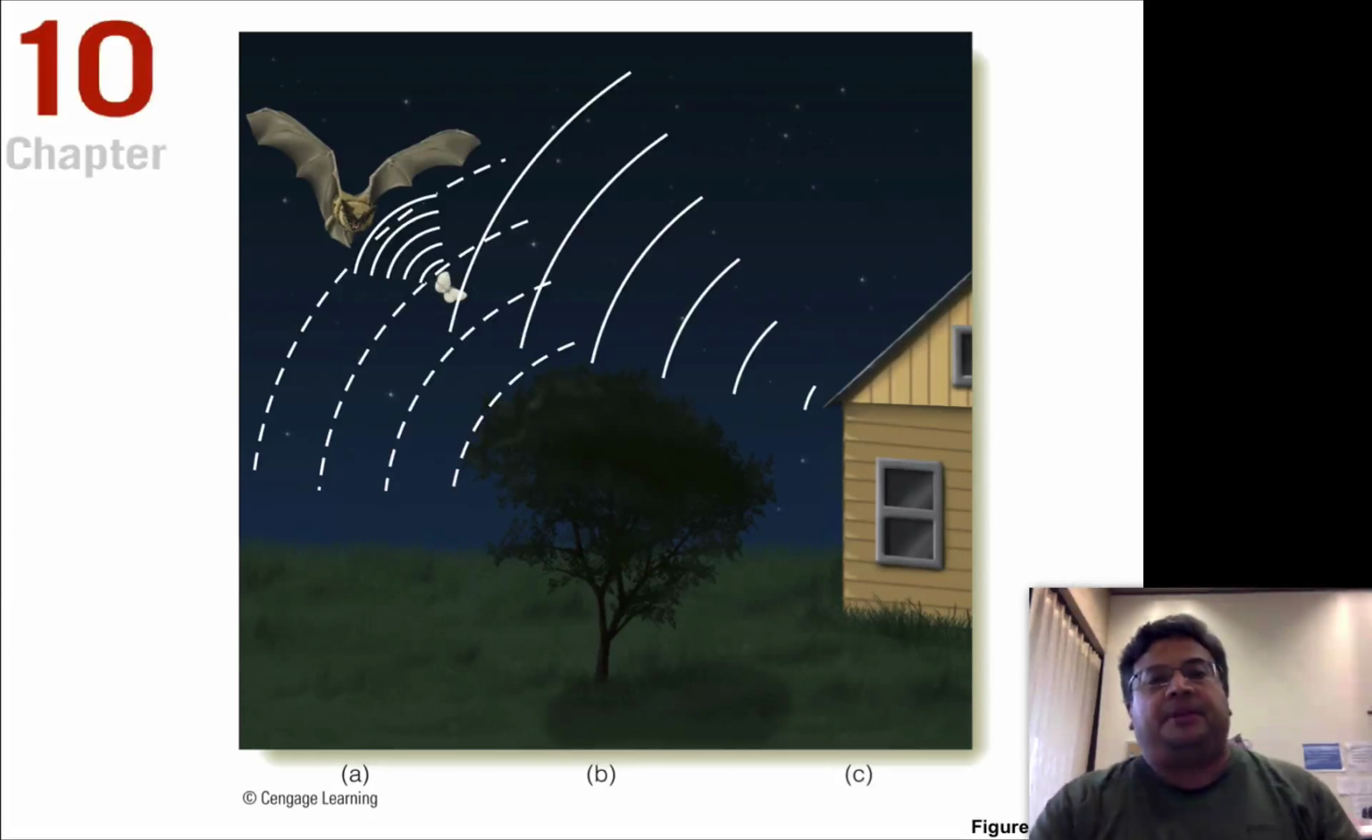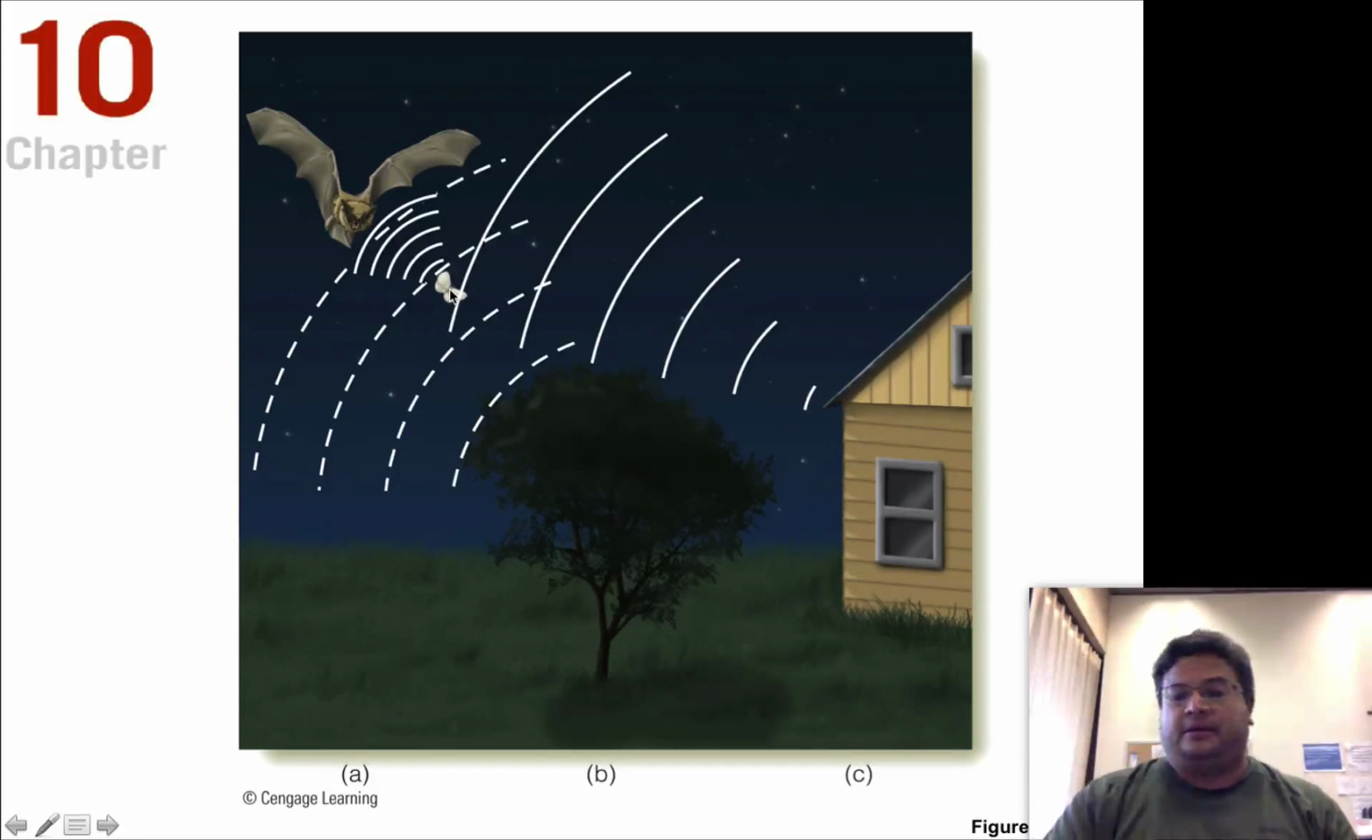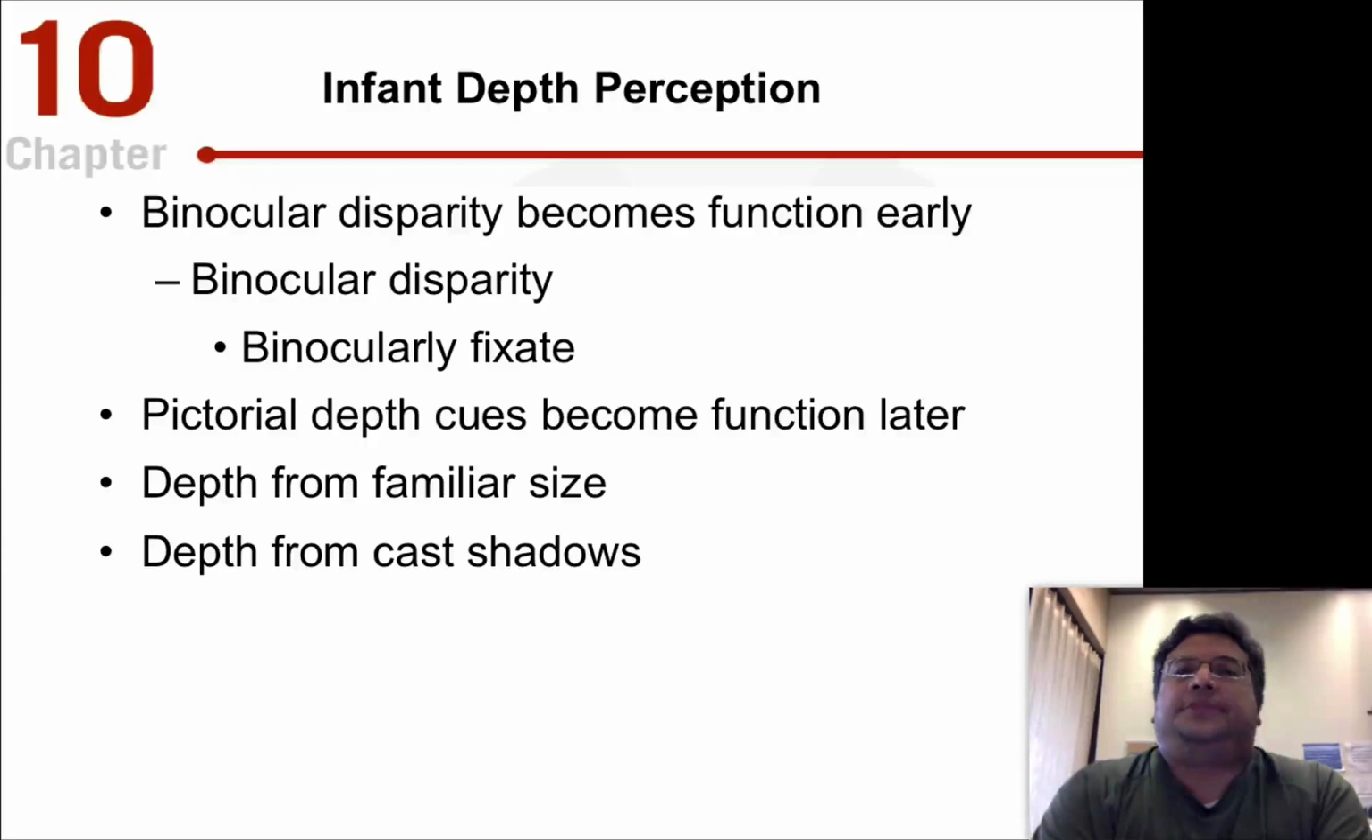As in this example here, this bat emits ultrasonic sounds, and the sounds bounce off of things like buildings and trees, and of course prey, like a moth. So we've studied depth perception in infants and babies, and we know that binocular disparity starts becoming pretty important to them fairly early in their lives.